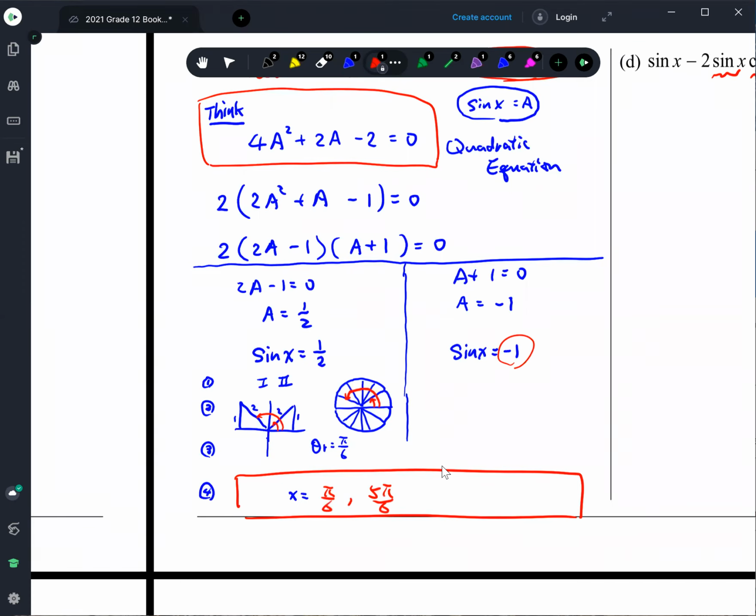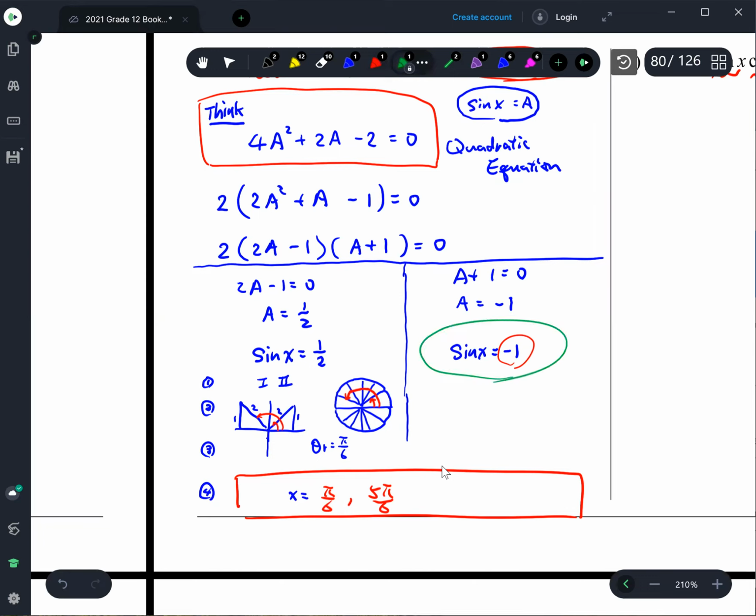Okay, now the sine x equal to -1. Marcus, do you know how to get the angle for that one? Sine x equal to -1.